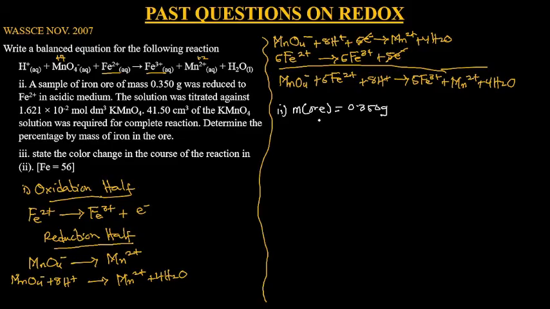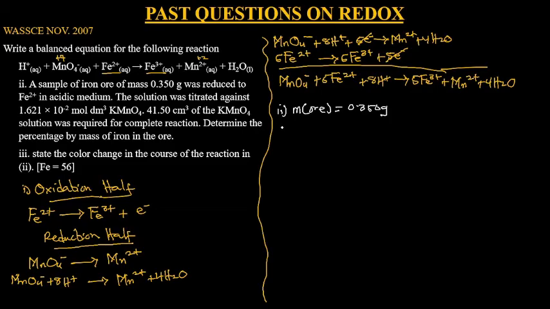Okay, so how do we go about that? The trick is to try to find the mass of iron itself in the ore. Then we divide it by the total mass of the ore and multiply by 100. That will give us the percentage. So let's start by trying to find the mole of KMnO4 that reacted with the iron.